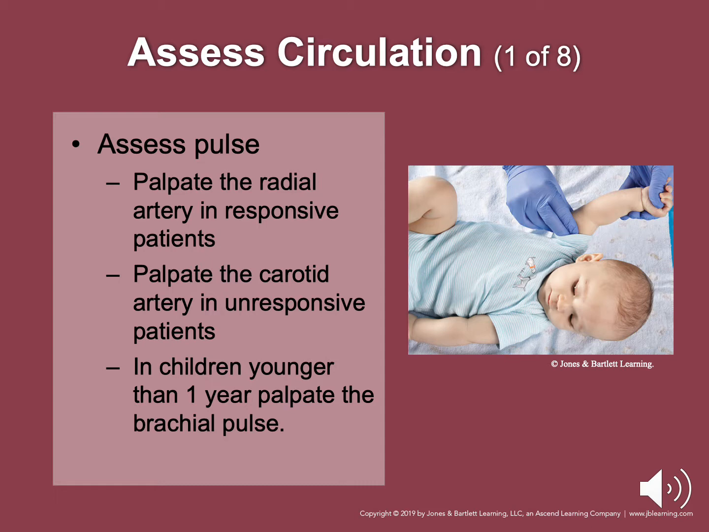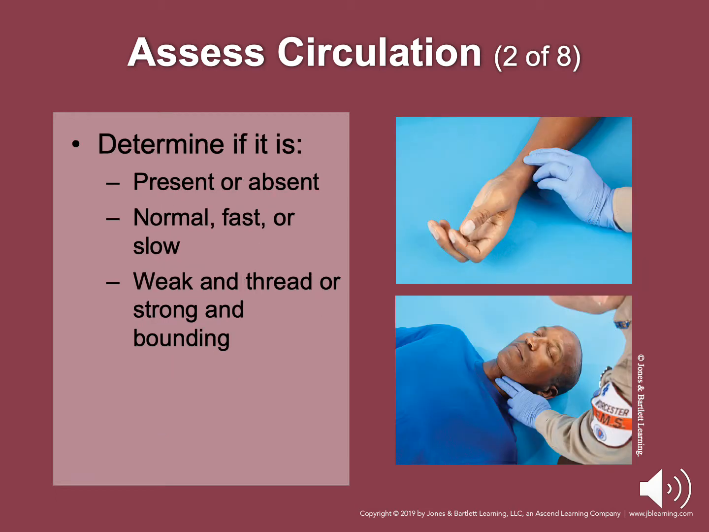Normal pulse rate for an adult is 60 to 100. Determine if it's present or absent, fast or slow, regular or irregular, weak or thready, or strong and bounding. So you need to determine the quality of the pulse during the secondary assessment.